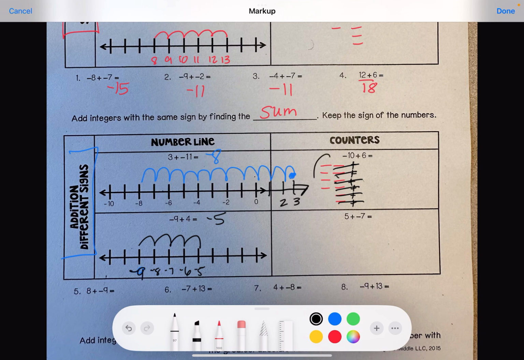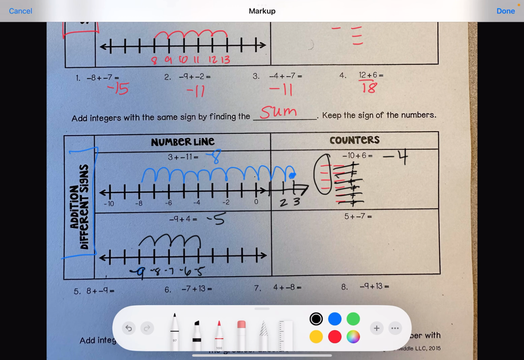And then here's what I have left. I have 4 negatives left. So my answer here is going to be negative 4. Okay? Now, another way you could do this is you could say, oh, I have 6 positives, 10 negatives. I can simply subtract 10 minus 6 is 4, and then keep the sign of the bigger number. When I mean bigger number, I mean the one with the greater absolute value.